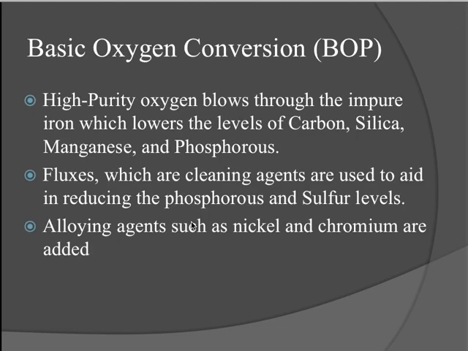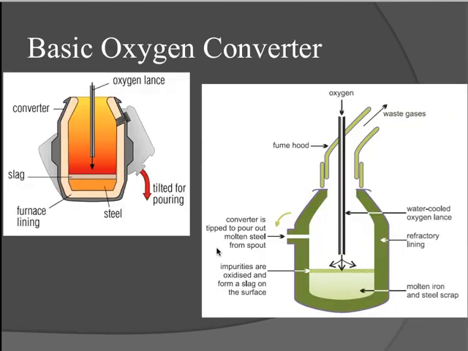Okay, basic oxygen conversion, short name BOP. High purity oxygen blows through the impure iron, which lowers levels of carbon, silica, manganese, and phosphorus. Fluxes, these are cleaning agents. They're used to aid in reducing the phosphorus and sulfur levels. And then you add alloying agents such as nickel and chromium, again to impart different properties to the steel.